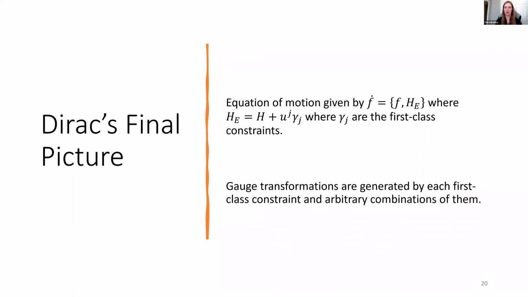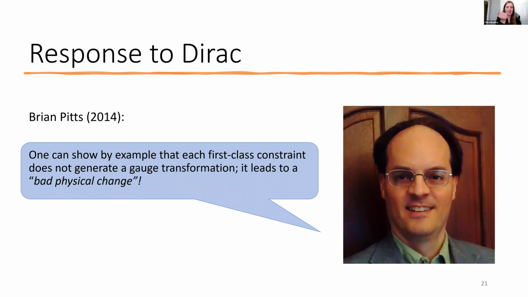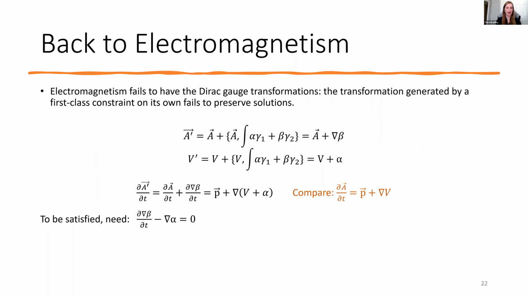Okay, so now we're going to turn to some responses to Dirac. So the first one is by Brian Pitts. He says that one can show by example that each first-class constraint does not generate a gauge transformation. It leads rather to what he calls a bad physical change. And the example he gives is just that example of electromagnetism that we looked at earlier. He says that electromagnetism fails to have the Dirac gauge transformations because the transformation generated by a first-class constraint on its own fails to preserve solutions.